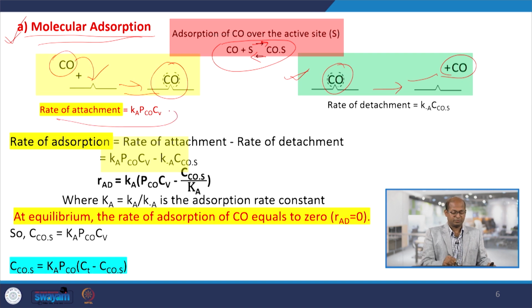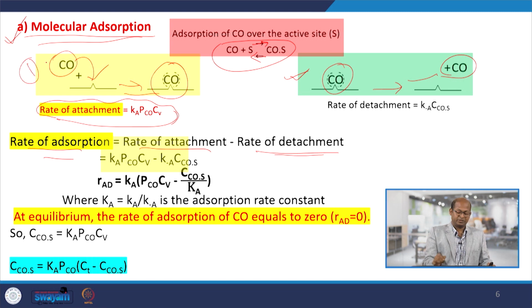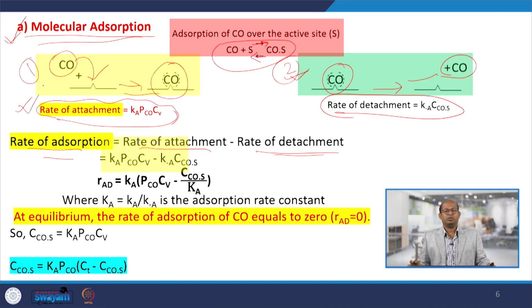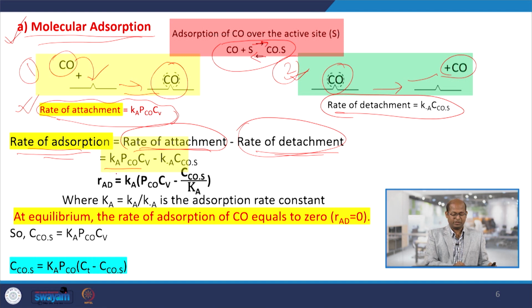The rate of adsorption equals the rate of attachment minus the rate of detachment. The rate of attachment is expressed this way and the rate of detachment is expressed this way. Overall, at equilibrium or steady state, there would be a balance, so the rate of adsorption equals the rate of attachment subtracted by the rate of detachment. We can write this.